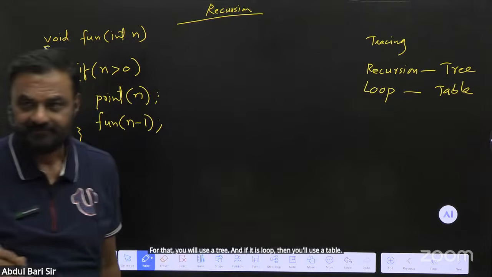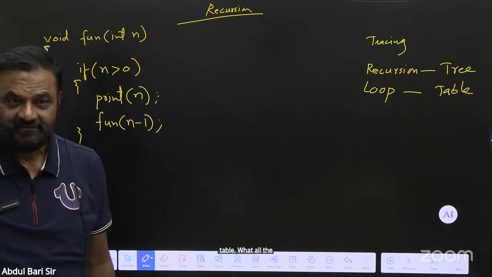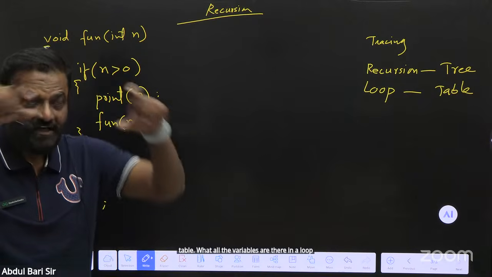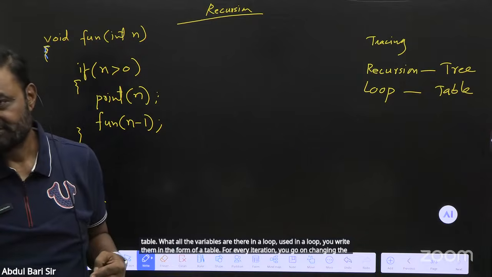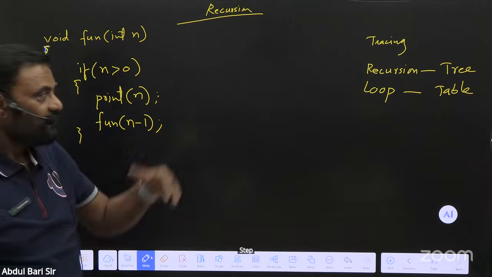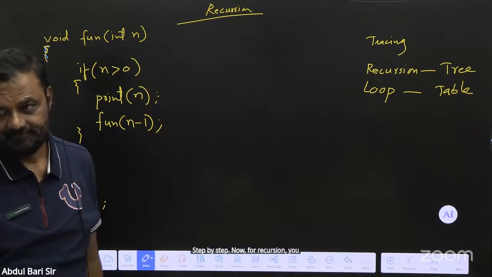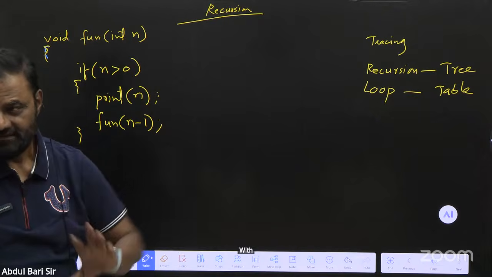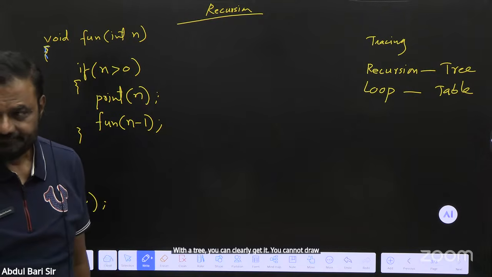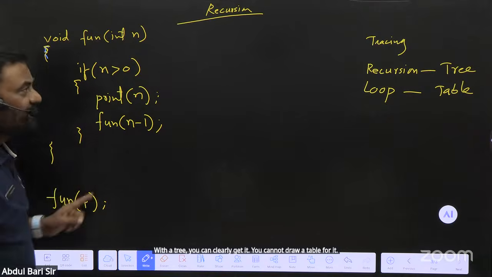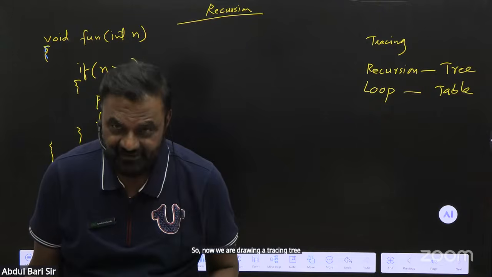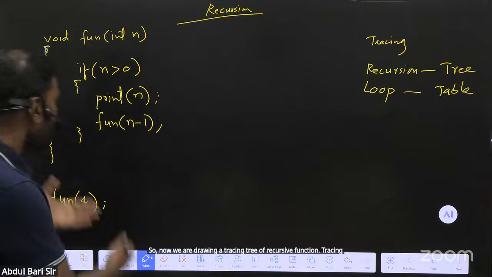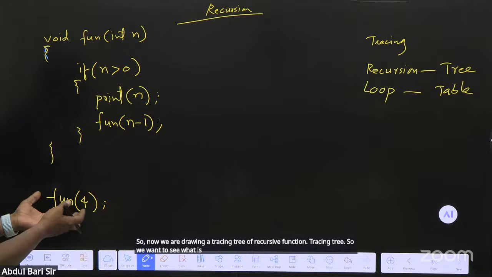Table. What all the variables are there in a loop, you write them in the form of a table. For every iteration, you go on changing the values step by step. Now for recursion, you should draw a tree. With a tree, you can clearly get it. You cannot draw a table for it. So now we are drawing a tracing tree of a recursive function. We want to see what is the output of this function, how it works.